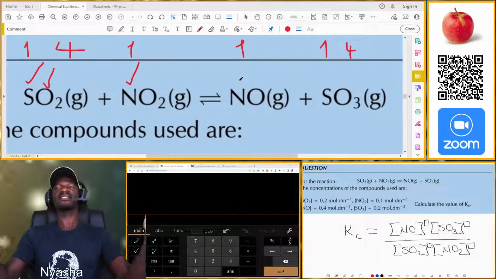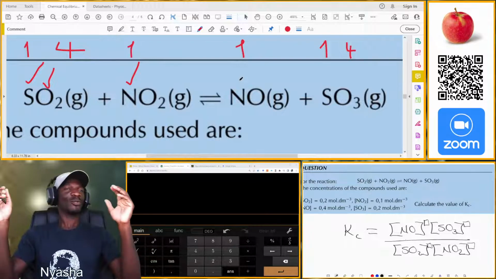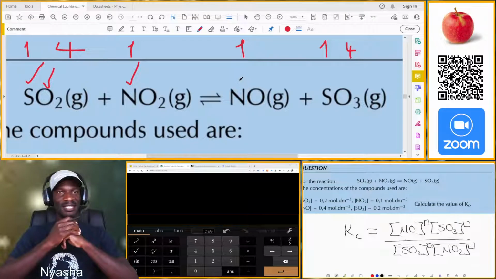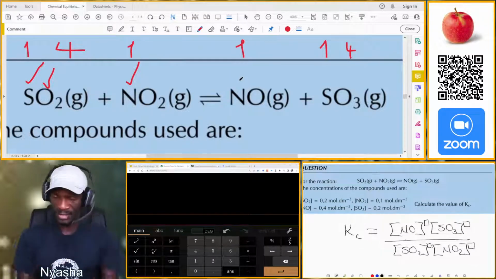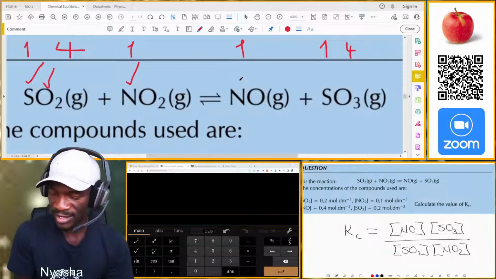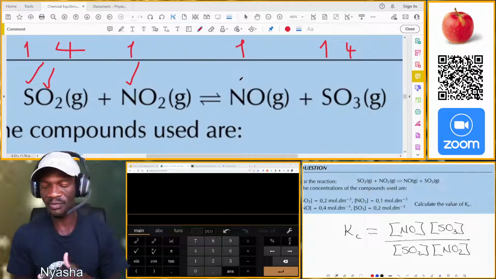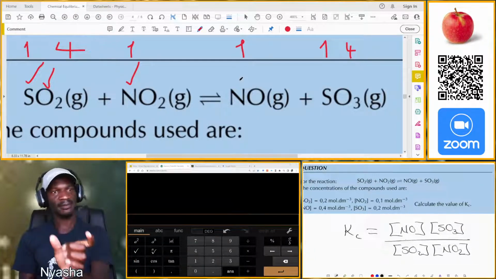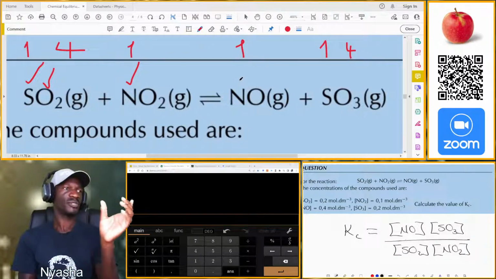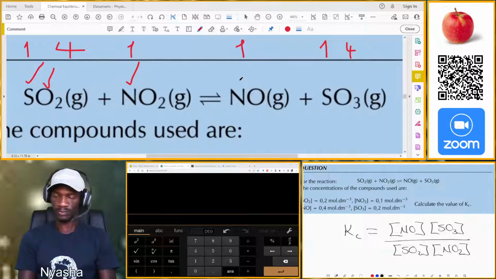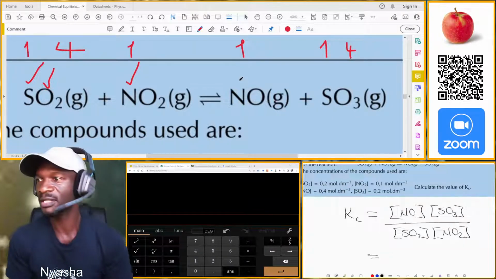So that's the first and important thing. Please don't even proceed before you verify that the equation is balanced. Now we are happy. Our equation is balanced, so we can be sure that these are all ones. Which means our Kc is simply this expression: the concentration of NO multiplied by the concentration of SO3, divided by the concentration of SO2 multiplied by the concentration of NO2. Right, so let's substitute.